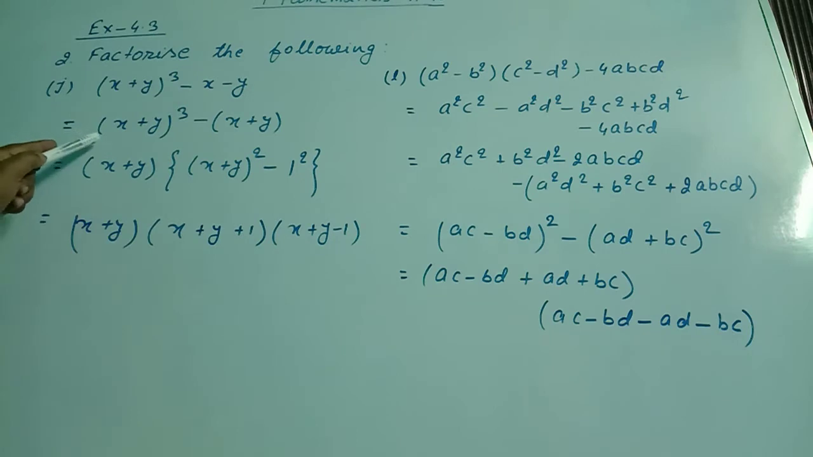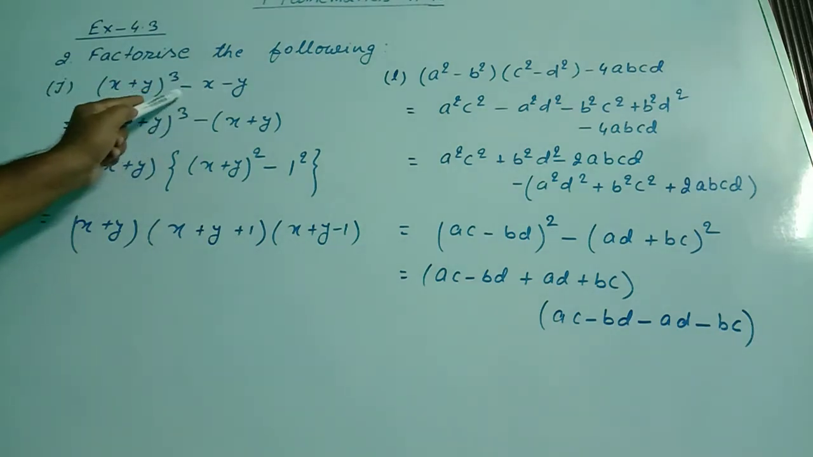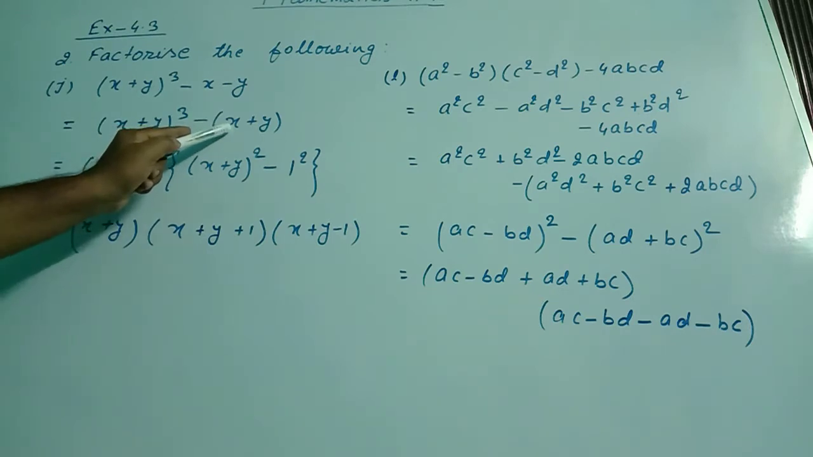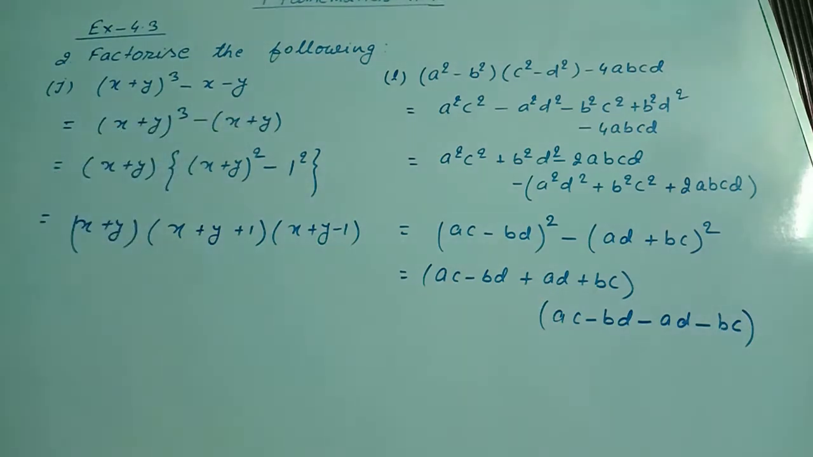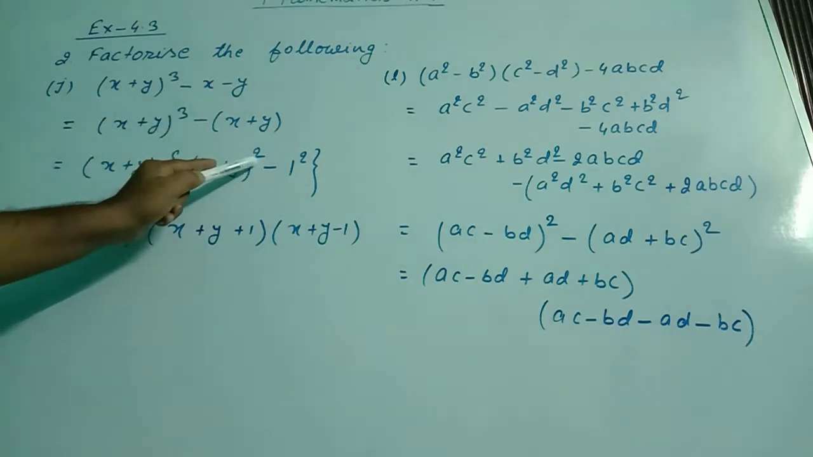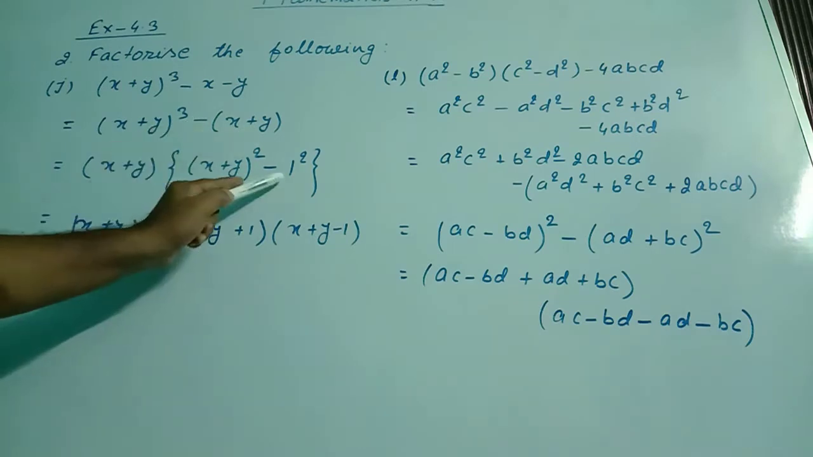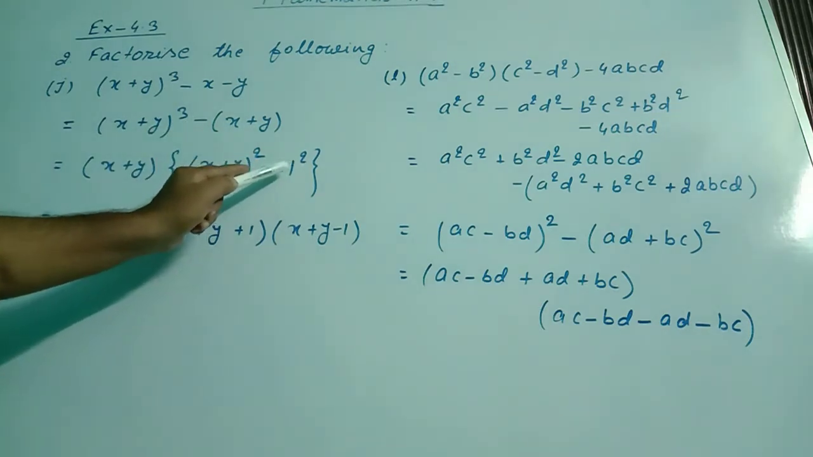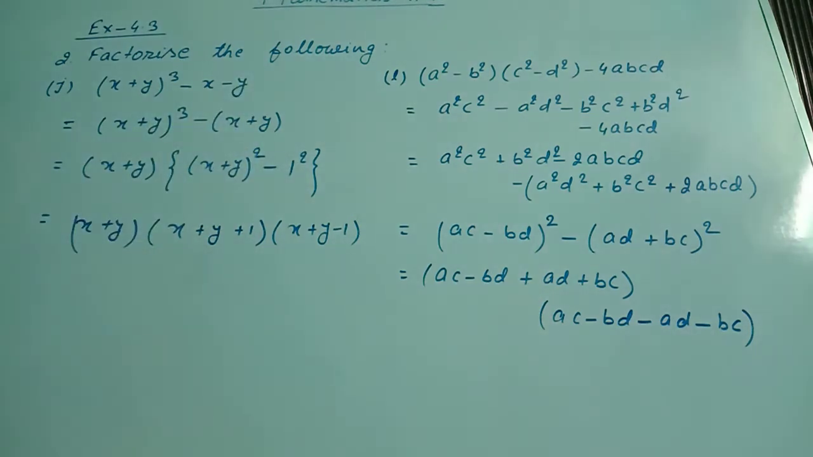In the first step, I wrote (x + y)³. From here I have taken minus common, so inside the bracket x + y will be written. In the next step, x + y is taken common. Inside the bracket (x + y)² is left, and at this place −1 is left, so −1 we can write as −1², because 1 squared will give you 1.